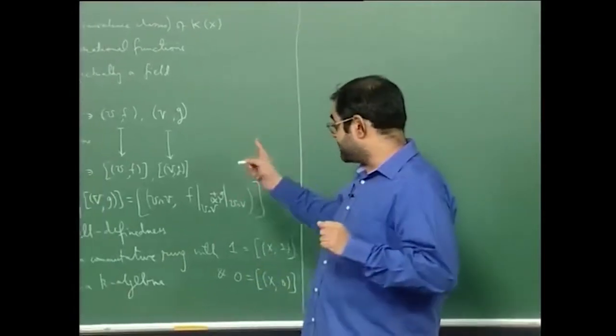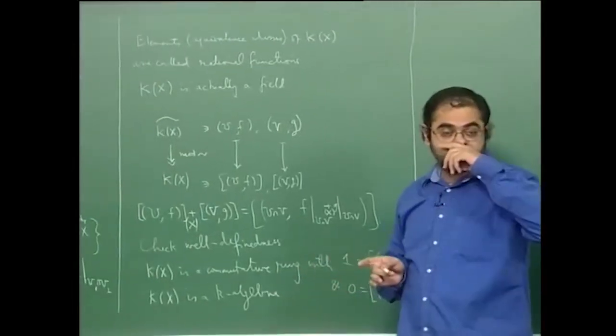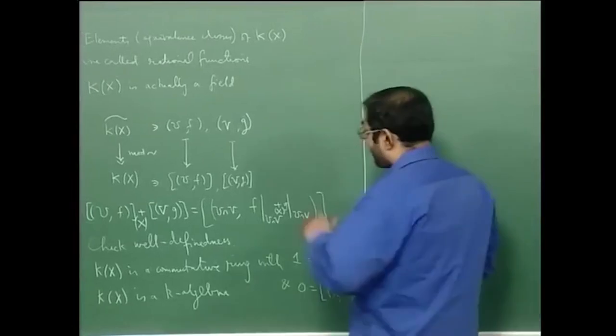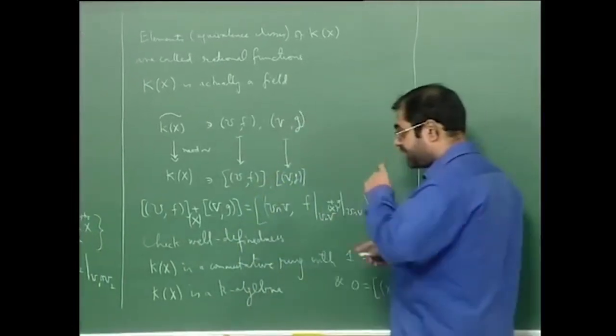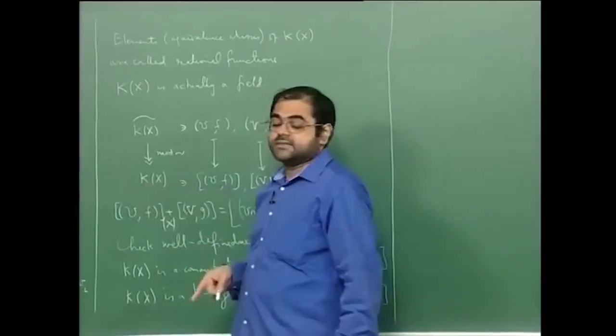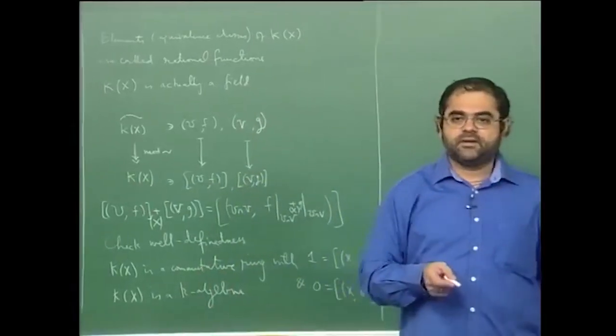But the point is, in this case you don't get a nontrivial maximal ideal; the only one you will get is 0, and so you will get a field. So why is this a field? To show that this is a field, I'll have to show that every non-zero element here is invertible.